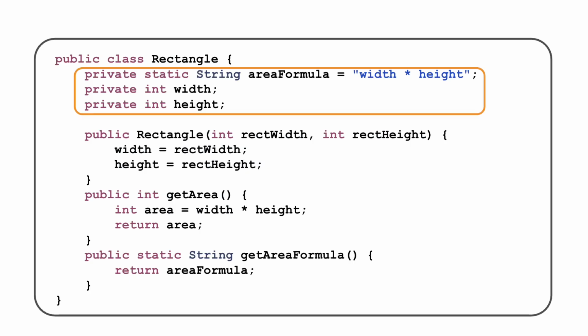This class has one class variable and two instance variables declared at the top of the class. Their scope extends from the opening class curly brace to the closing class curly brace. This means that all of the methods inside of the rectangle class have access to these variables. You can see this in the constructor, the getArea method, and the getArea formula method.